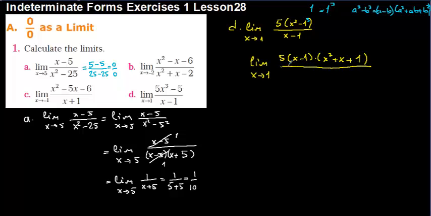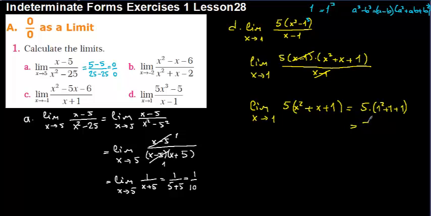Then what is written down is x minus 1 over x minus 1, and when you simplify, it's going to be equal to limit x tends to 1, 5 times x squared plus x plus 1. That's equal to 5 times 1 squared plus 1 plus 1, which is 5 times 3, and that's equal to 15.